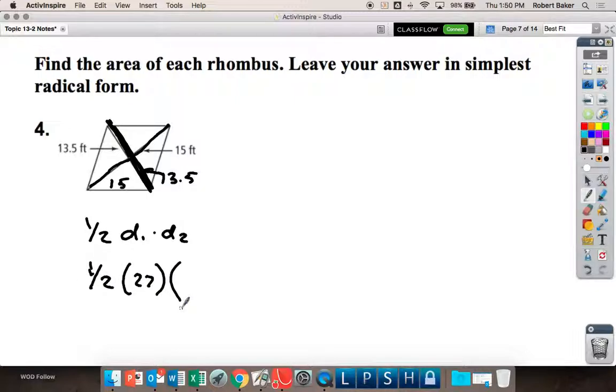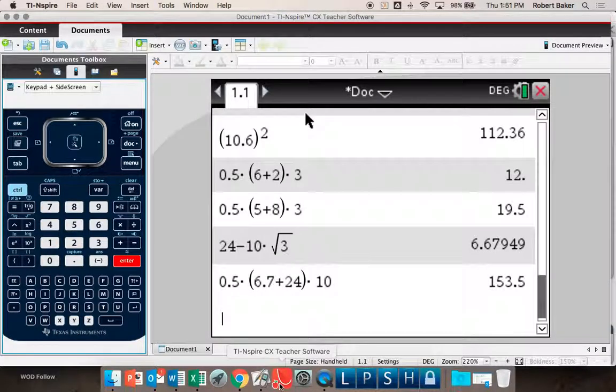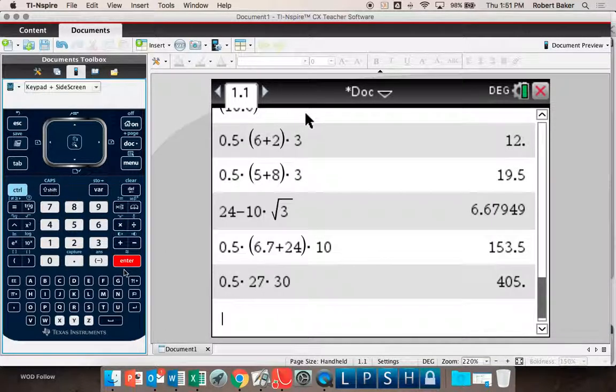How long is this whole diagonal? 30. So if I do 1/2 of 27 times 30, it gives you the area of that shape. 405.